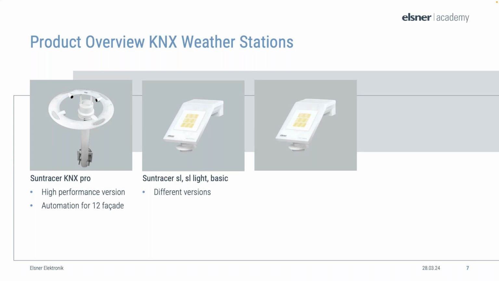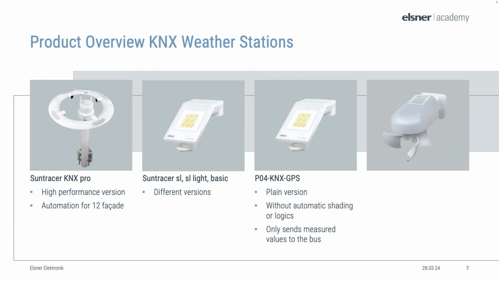In the middle, you can see the P04 KNX weather station. This is the smallest version of the KNX weather stations. The device has no facade automation or logic functions included. With this device, only the measured values can be sent on the bus, for example, to a building management system. On the right side, you can see our newest weather station. It's the Wind Dancer KNX GPS. The device has the same functionality as the SunTracer SL Lite, but the novelty is that the wind measurement of the device is done by a wind wheel and not electronically.